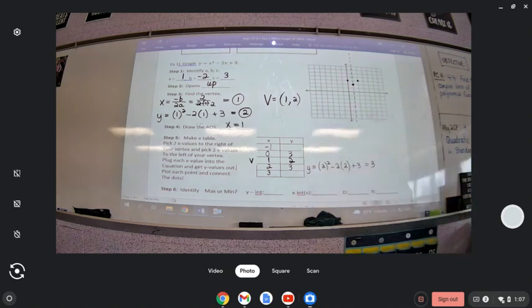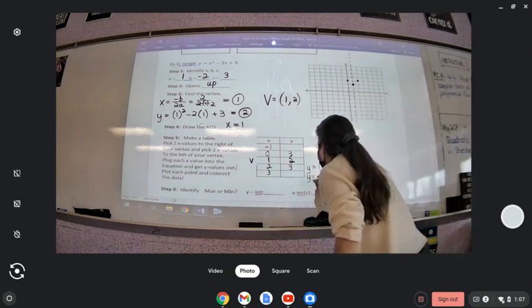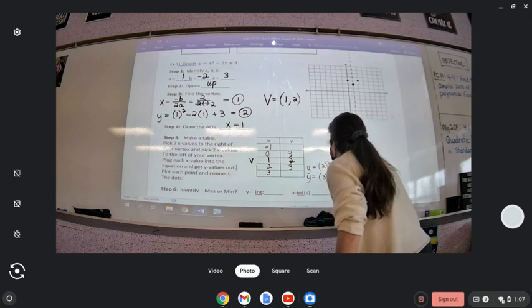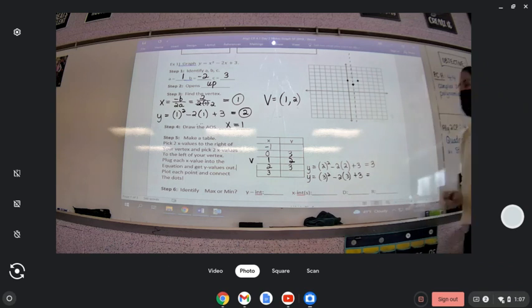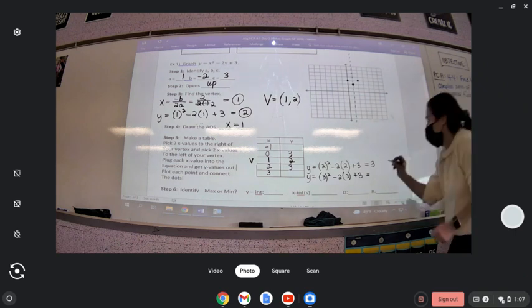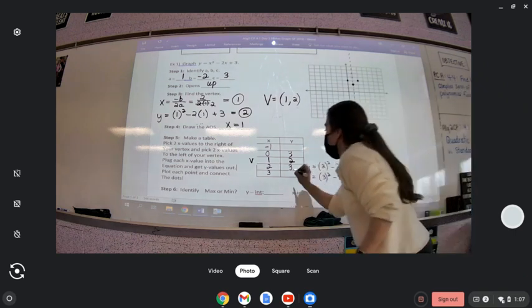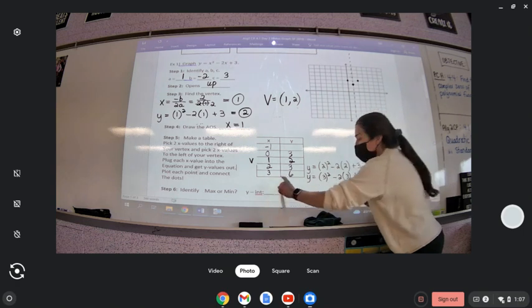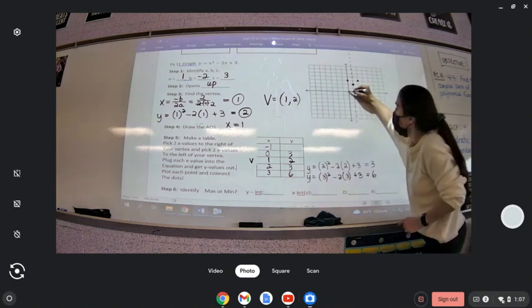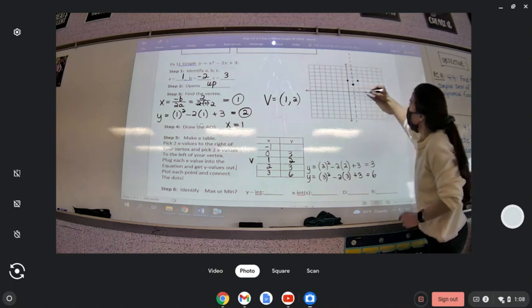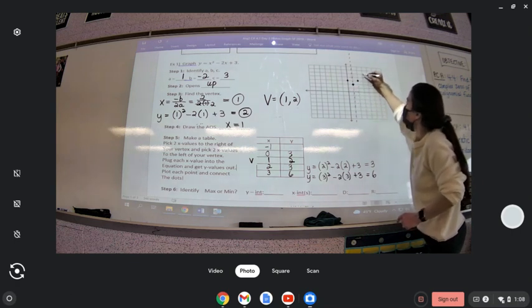All right, now let's plug 3 in and see what y coordinate we will make. So now we're going to plug 3 in. y equals 3 squared, subtract 2 times 3, plus 3. See what number you get now. 6. So now that means the point (3, 6) is on this parabola. So write 3, count from the origin: 1, 2, 3, and then up 6.